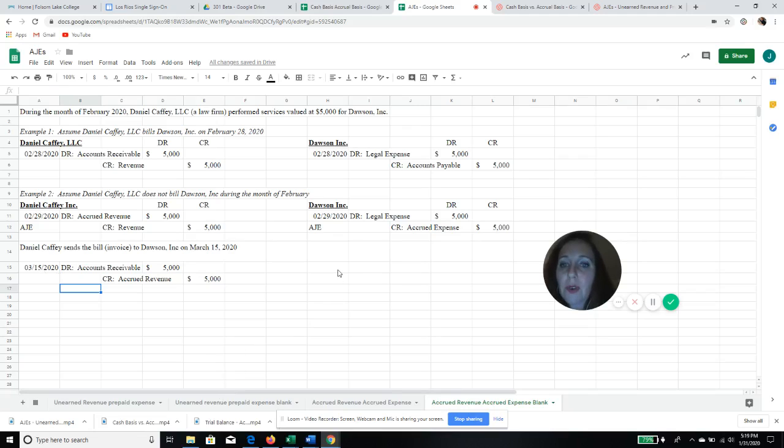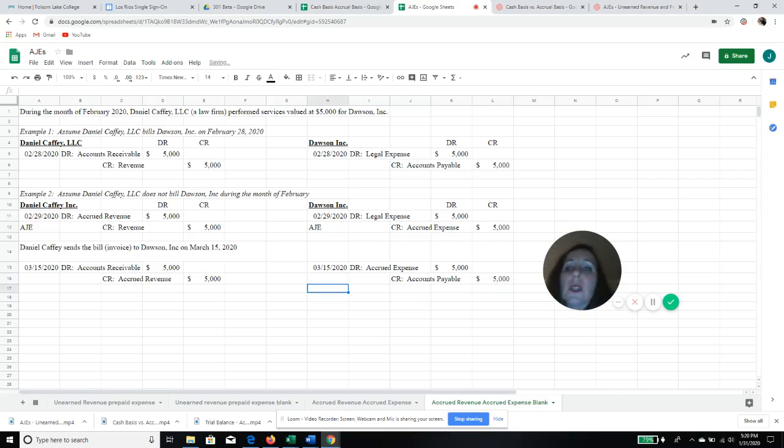All right, over on Dawson Inc.'s side, our buyer, on 3/15, when they receive the invoice, they're going to debit accrued expense because they will no longer have to accrue it. They'll have the actual invoice. And they're going to credit accounts payable, which is what we credit when we get the invoice.